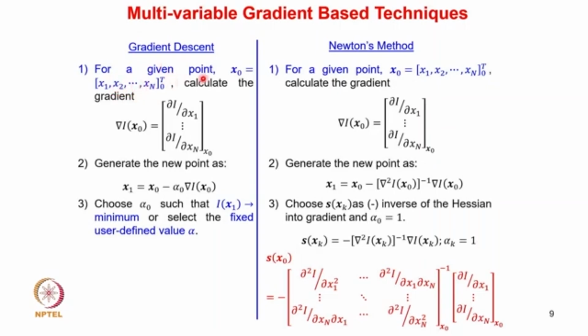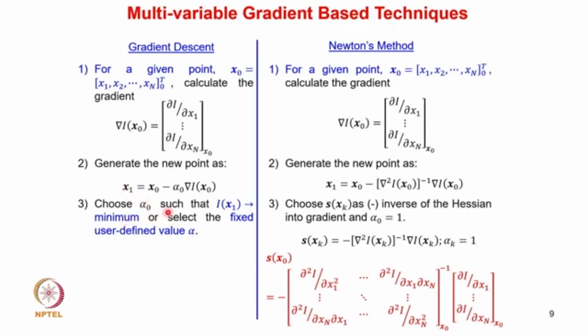In gradient descent, we start with the initial point x naught, which will have x1, x2, all these decision variables at the initial condition. This a user has to specify. Then we find the first derivative dou I by dou x1 all the way to dou I by dou xn at this initial condition. So that becomes the gradient matrix. Then this gradient matrix is multiplied by alpha naught, which is nothing but the step size, and we subtract it from x naught, that gives me x1, isn't it?